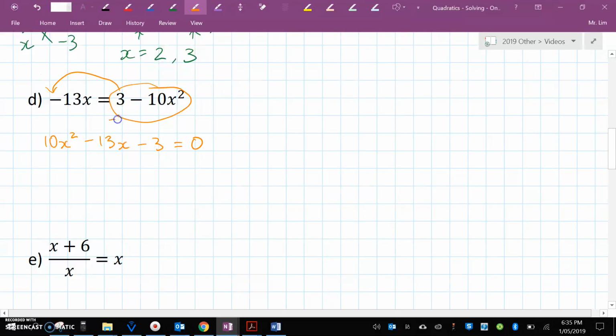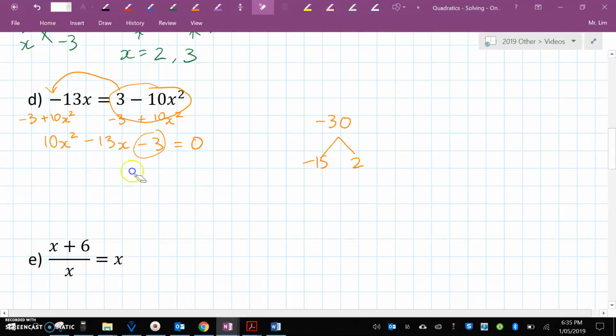Just remember we have to minus 3 and we have to add 10x squared. Okay, so we get 10x squared minus 13x minus 3 equals 0. 3 terms means it's a quadratic trinomial. That 10 out there means it's non-monic because we can't factorize out a common factor. So we do 10 times minus 3 is minus 30. And we're looking for two numbers that multiply to minus 30 but add to minus 13. Those two numbers are minus 15 and positive 2.